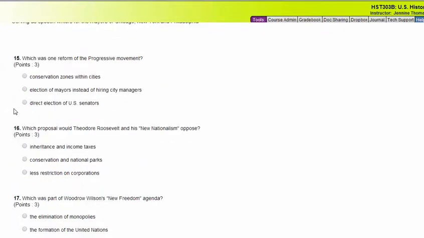Number 15, which was one reform of the progressive movement? Conservation zones within cities, elections of mayors instead of hiring city managers, direct elections of U.S. senators.